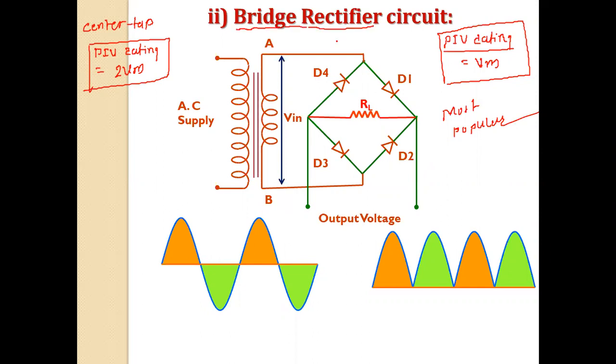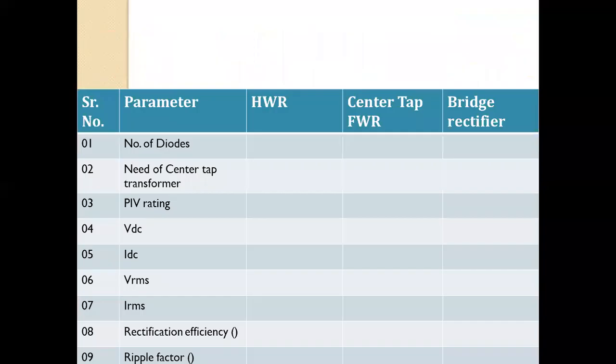Get it my point? So this is the theory behind the half wave, center tap, and the bridge rectifier circuit. Is it clear? And then we will see a little bit of comparison between the half wave, center tap full wave rectifier circuit, and the bridge rectifier circuit.